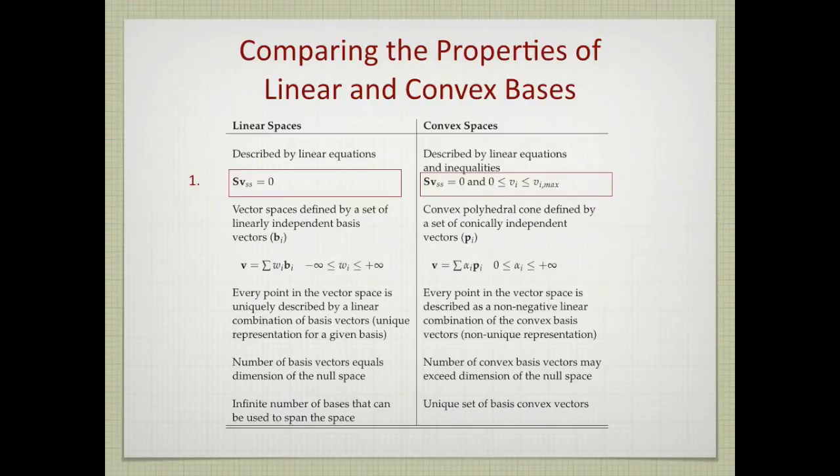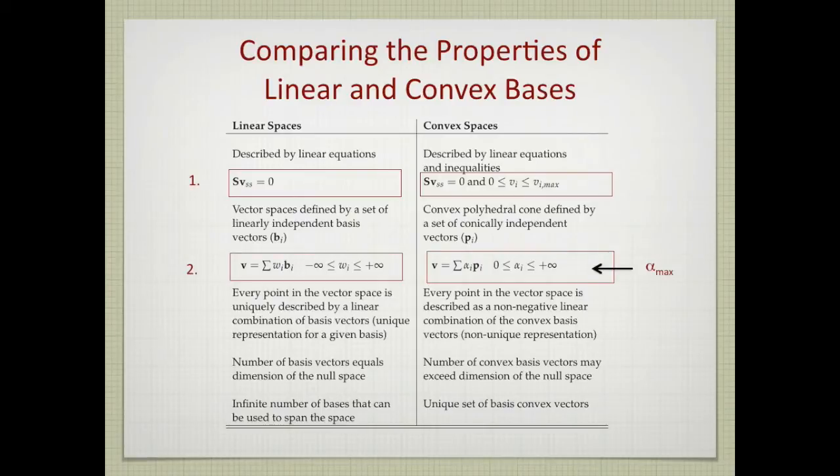First is the definition of a space. A linear space is defined by a linear set of equations, S dot V equals 0. That would define the null space for me. But the convex space adds inequalities. And that's what's shown in that equation, namely that each one of the flux values will have a minimum value and a maximum value. Can't go past those limits. So that's what closes up the space.